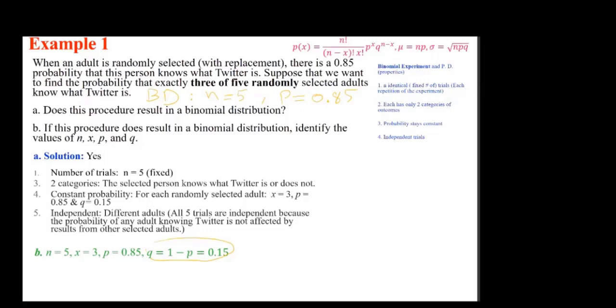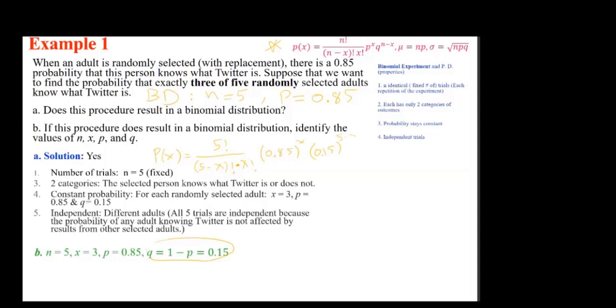So having said that, let's calculate P of 3. Look at the very top formula, P of X. I want you to pay attention to this one, the very top formula. We're going to replace the N with 5, and we're going to replace the X with 3. If we were to write the general form before we move on to 3 specifically, we could write it as follows. So we would write P of X is N factorial over 5 minus X factorial times X factorial, times P, 0.85 to the power of X, times Q, 0.15 to the power of N minus X.